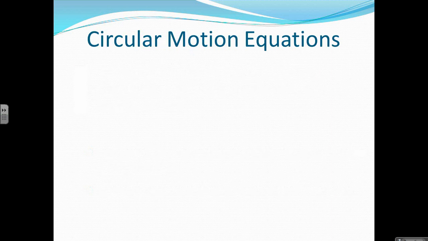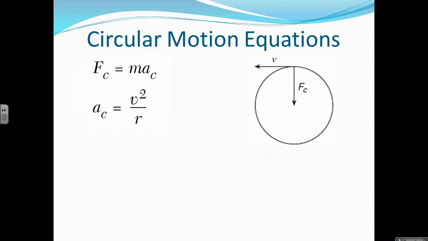And we have some equations for this. Force centripetal equals mass times acceleration centripetal. And we use this in conjunction with the equation acceleration centripetal equals velocity squared divided by radius. So to find the centripetal force of something, all you need is the mass, the velocity, and the radius.